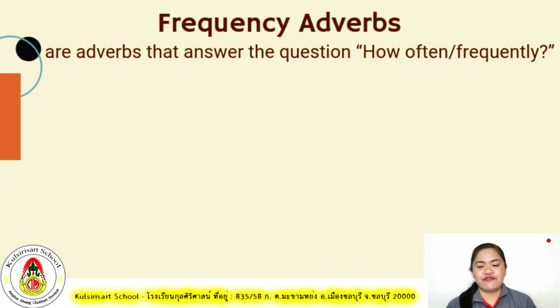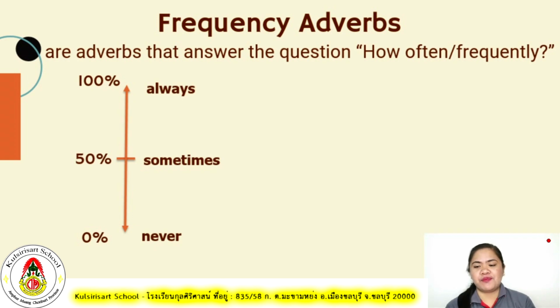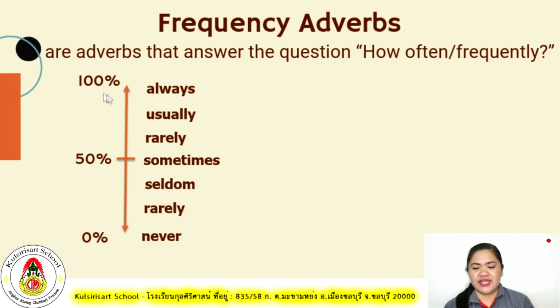Okay, so we have here the frequency range. We have the examples of frequency adverbs. We have always, like every time you do the action. Usually, rarely, sometimes. When we talk about sometimes, sometimes you do, sometimes you do not. Seldom means you do it but not as frequent as sometimes. Rarely, not as frequent as seldom. And never means the subject doesn't do the action at all.